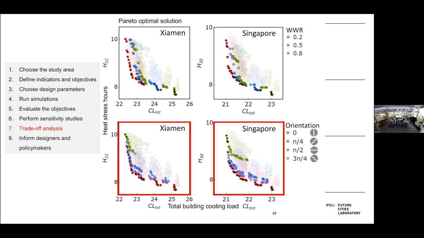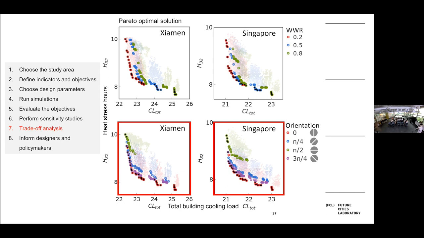So it means on the right corner, the best solution when we have a relatively large building cooling load, the heat stress that we can achieve is lower than 8. So it's a trade-off analysis. Okay, so we optimize both parameters in this field.